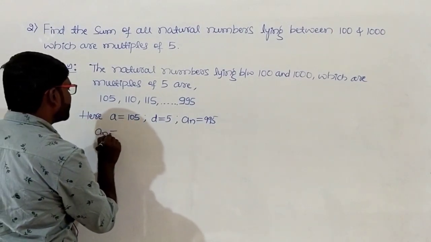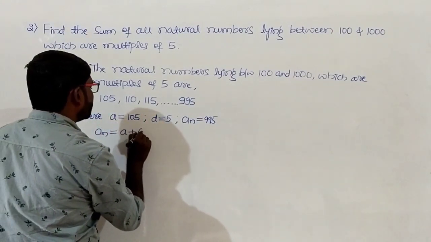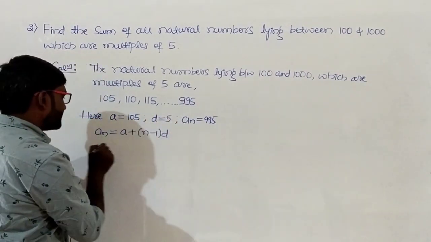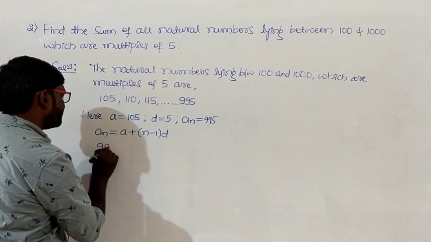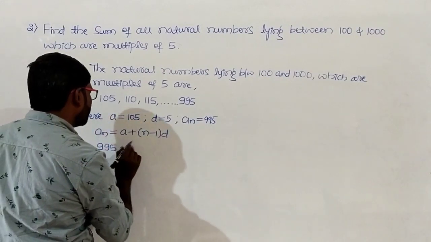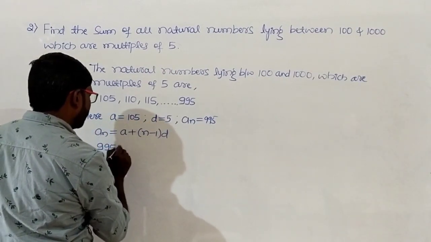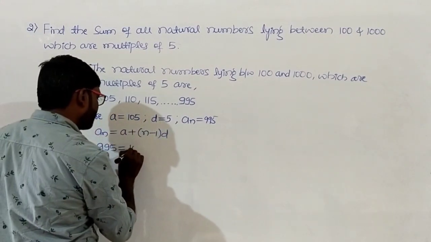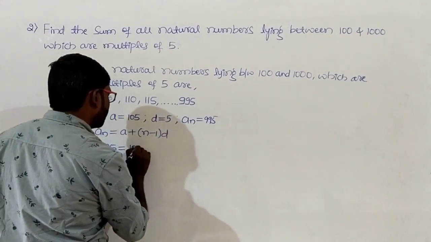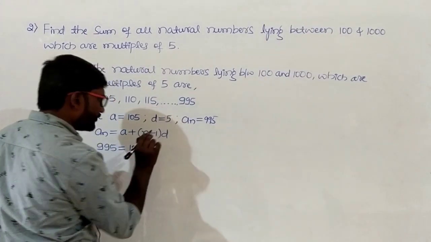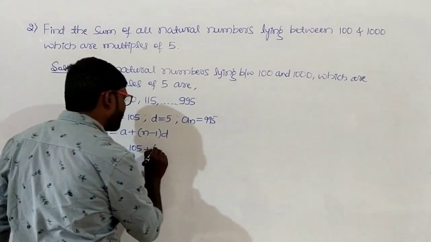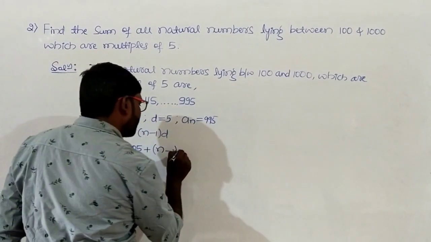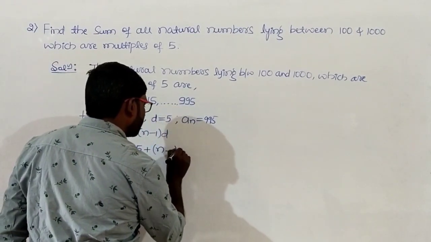an is equal to a plus n minus 1 into d. So an is 995, which is equal to a, what is the value of a? It is 105. Then plus n minus 1 into d, we don't know n, so we have to write it as it is, and d is 5.